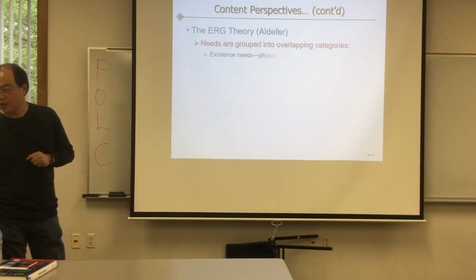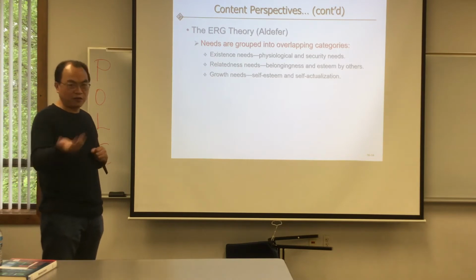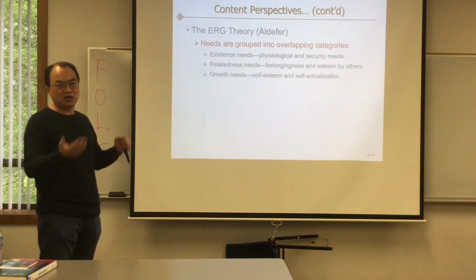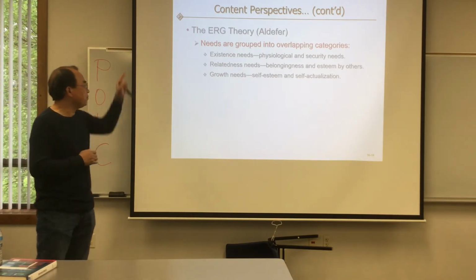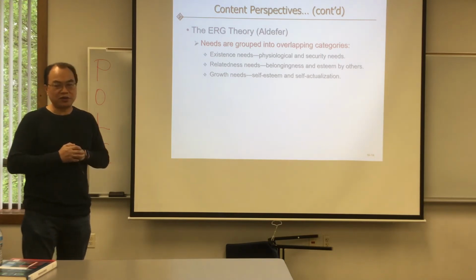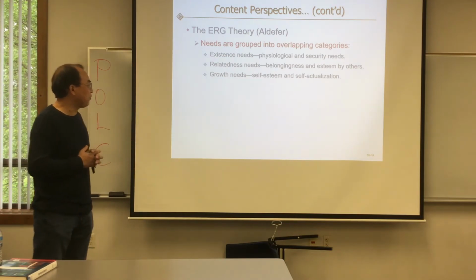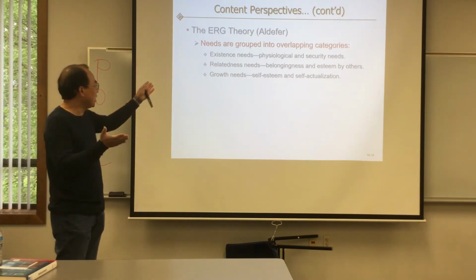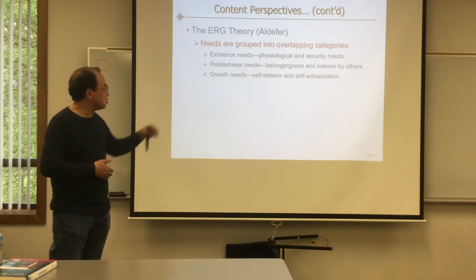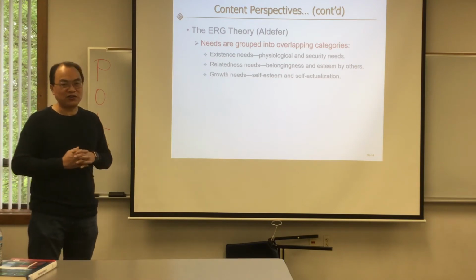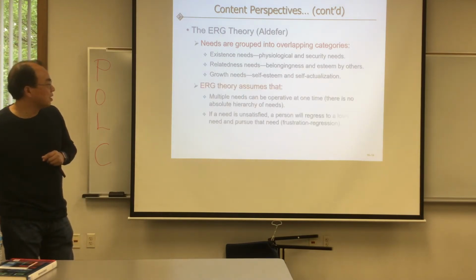Okay? So basically, this ERG theory is from Alderfer. He simplified it. I mean, of course, he did research too. He borrowed some ideas from Maslow. Okay. So basically what he did is needs are grouped into overlapping categories. Now there are only three overlapping categories. He said existence needs are really physiological and security needs. Relatedness needs are belongingness and esteem by others. And the growth needs are really self-esteem and self-actualization. Okay, that's what we call ERG theory. Okay. What is the assumption here?